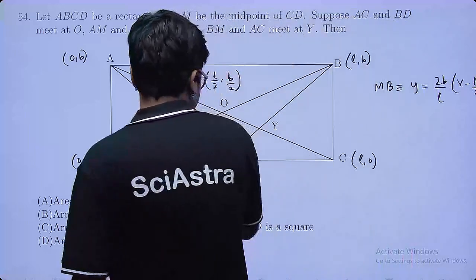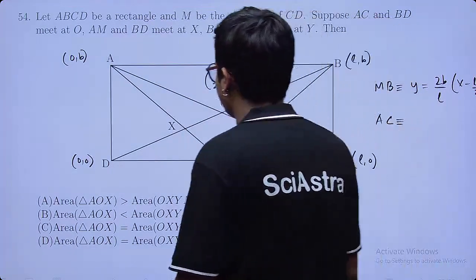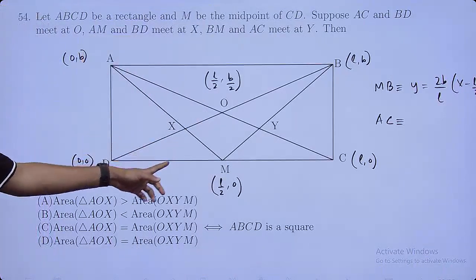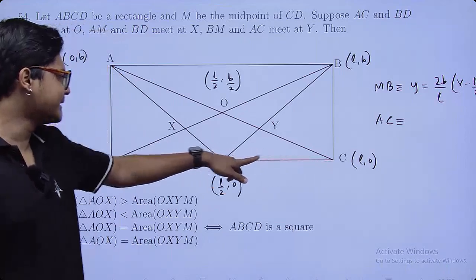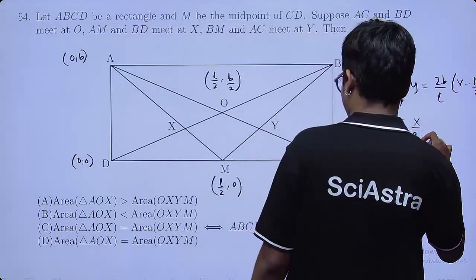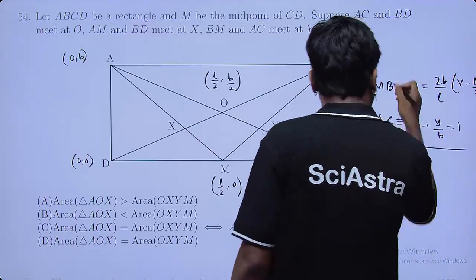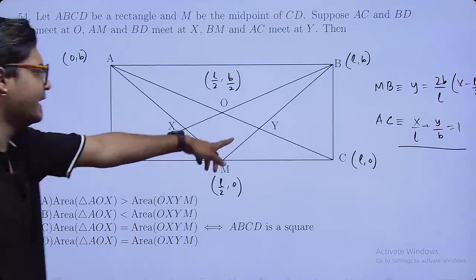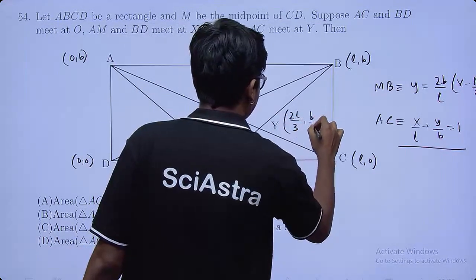Similarly, you can find the equation of the line AC, right? AC you can directly find. It's the two intercept form. It makes an intercept of L on the x-axis, it makes an intercept B on the y-axis, right? So x by L plus y by B equal to 1, okay? Now from these two, we can solve and find the point of intersection of these two lines, which is nothing but Y. So we solve, you'll see it turns out to be 2L by 3, comma B by 3, okay?